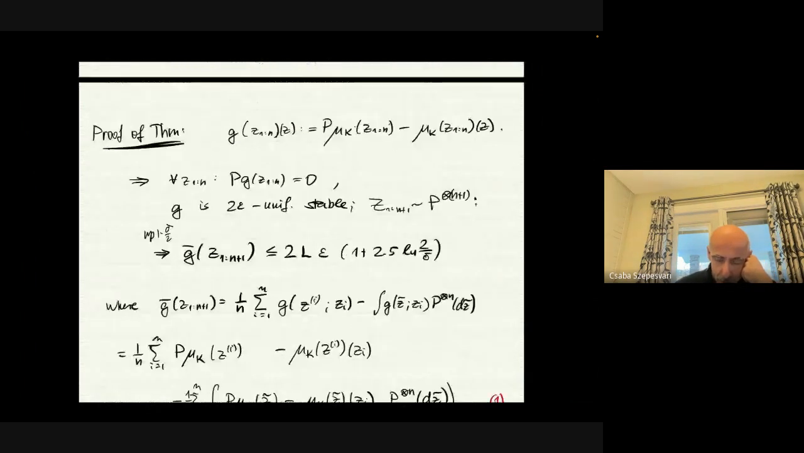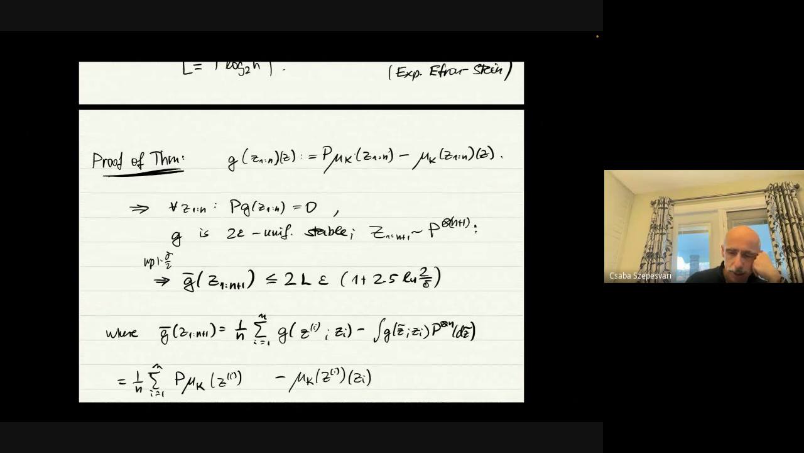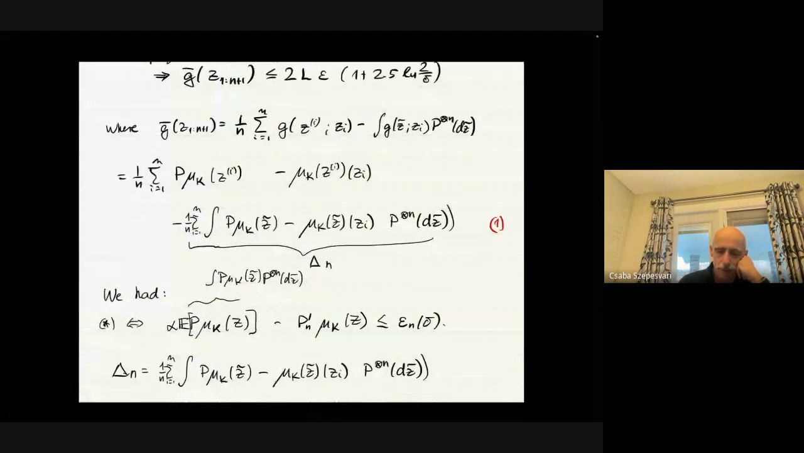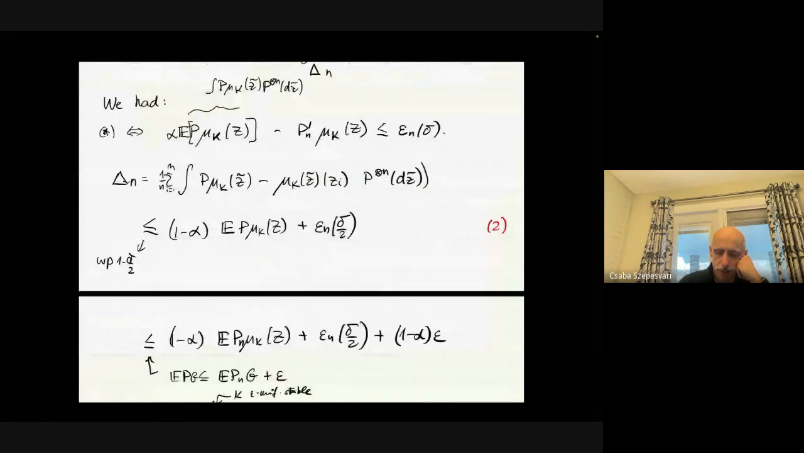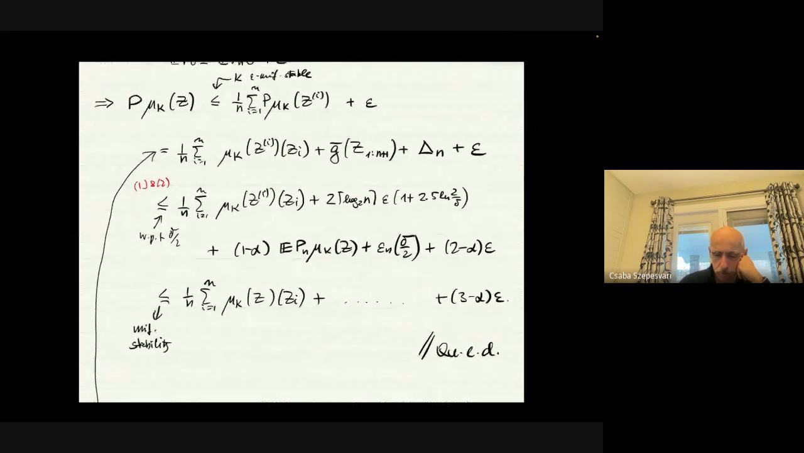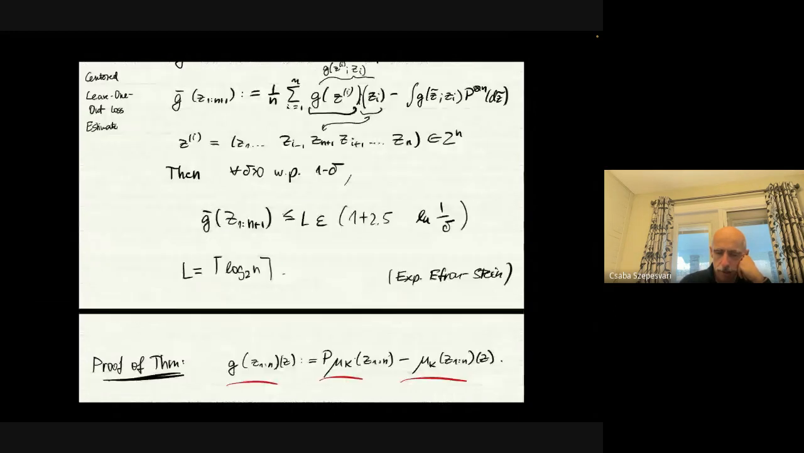There are some little things, like you need to define this G, and it should be centered. So you just center it, and then if you centered it, then it's not epsilon uniform stable, but 2 epsilon uniform stable, and things like that. But apart from that, it's just some easy algebra. Okay, I think that I stop here.